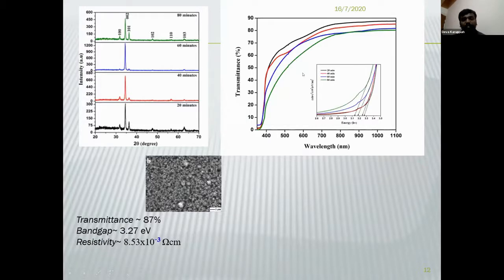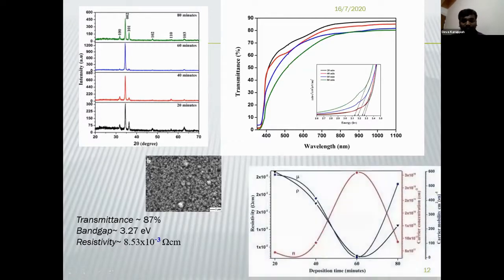So here is the transparency. The transparency obtained is around 87% in the visible range, and the band gap is confirmed as 3.25 electron volts. Here are the resistivity, carrier concentration, and mobility. The resistivity is considerably decreasing up to 60 minutes because of the increase of carrier concentration, which depends upon the crystalline quality. After 80 minutes of deposition, the resistivity is slightly increased due to the formation of precipitation, as I already told.